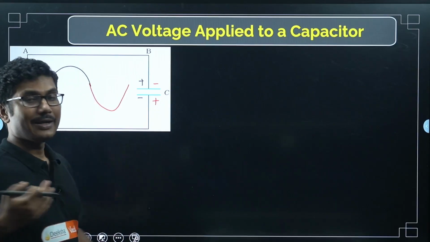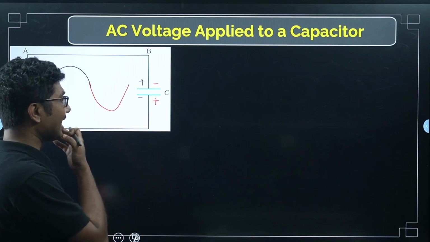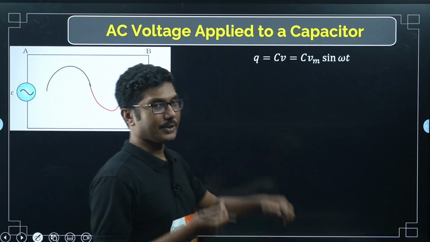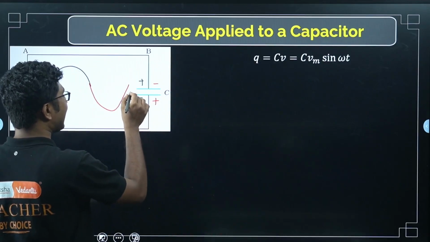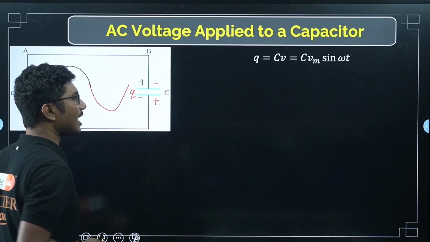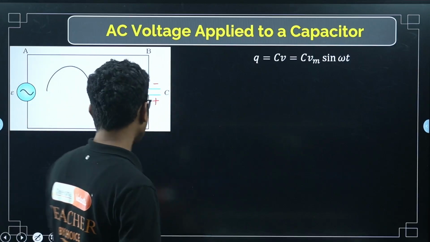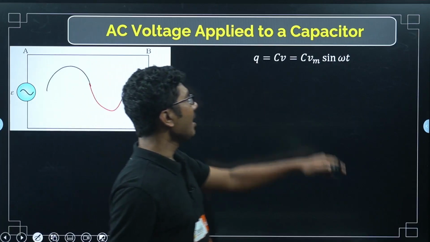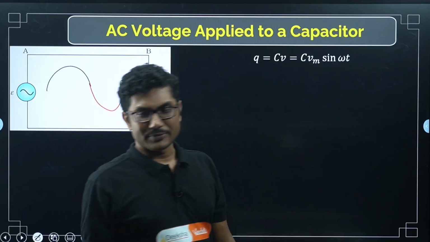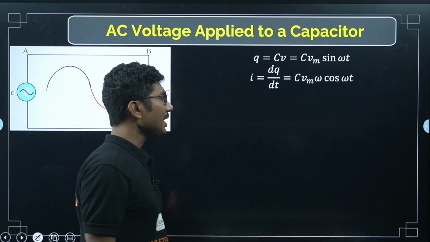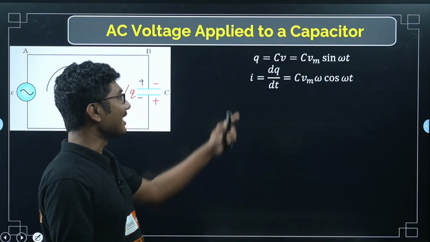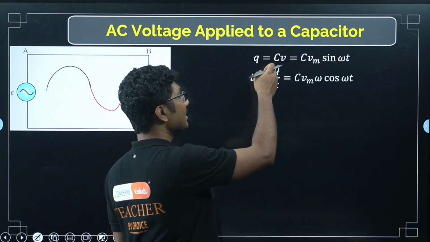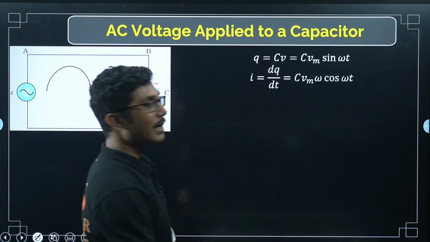So how can we find the expression for current? For a capacitor we know that Q is equal to CV, where Q is the charge stored in the capacitor at any instant. And V is equal to Vm sin omega t, that we also know, right? And what is current? Current is nothing but the time rate of flow of charge. So we can write current as dq by dt.